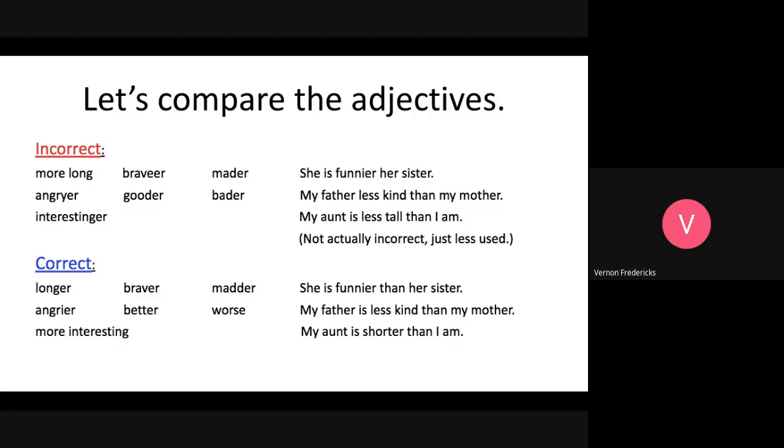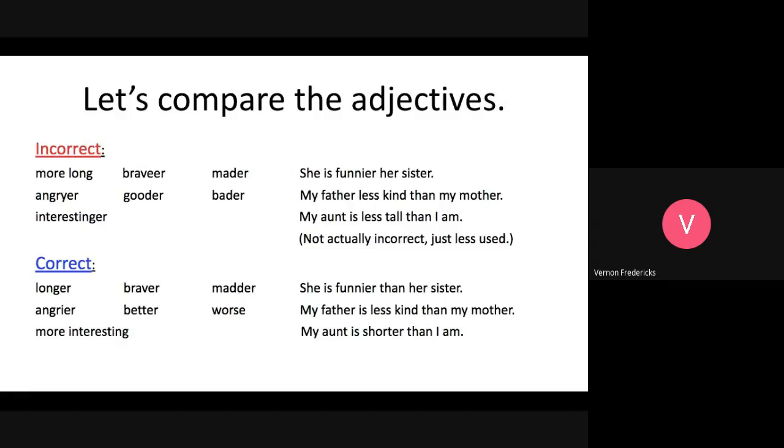Okay. So let's have a look at the correct box. In the incorrect box, we have more long. The correct comparative adjective there is longer. Bravier, spelling is wrong. Delete one E, it's braver. So I am brave, but my sister is braver than me.